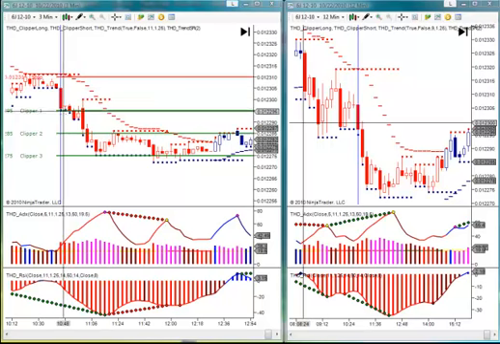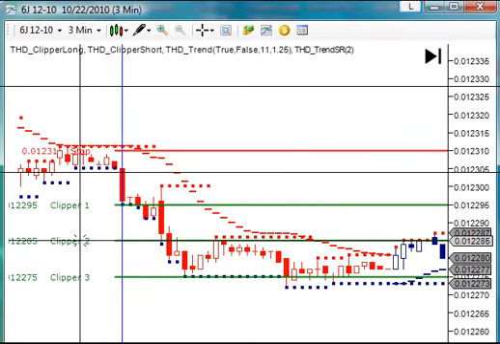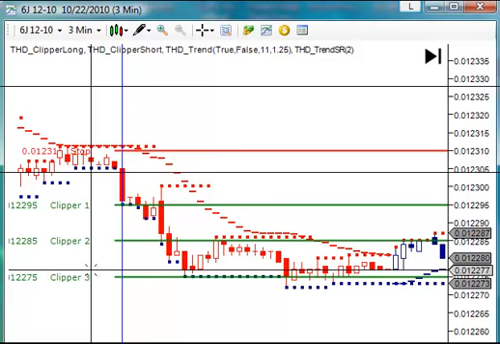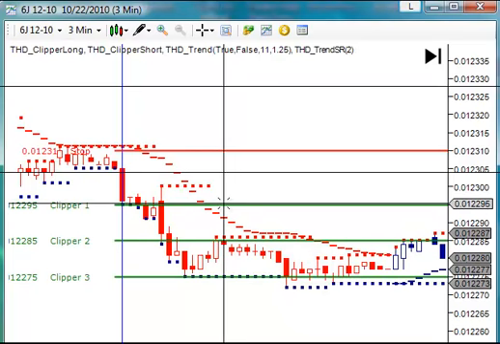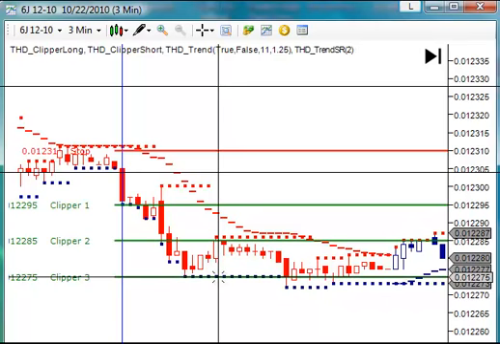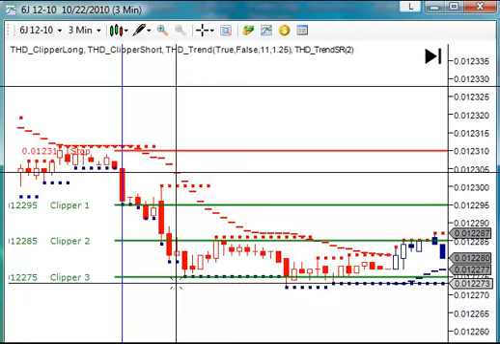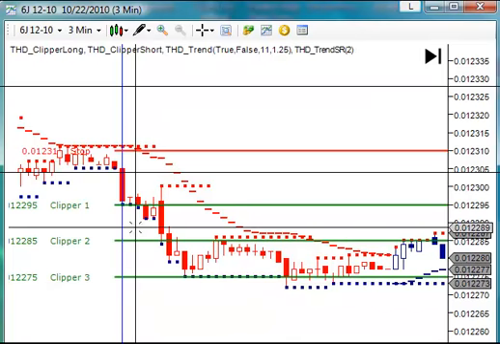You would have entered at the open of this bar, which was 1230. You took Clipper 1 at 22.95, Clipper 2 at 22.85, and then you took Clipper 3 at 22.75. So this was 10 ticks, 20 ticks, 30 ticks on the final contract. Result for the day would be 60 ticks, and at the time you were risking 5 ticks per contract, totaling 15 ticks of risk.